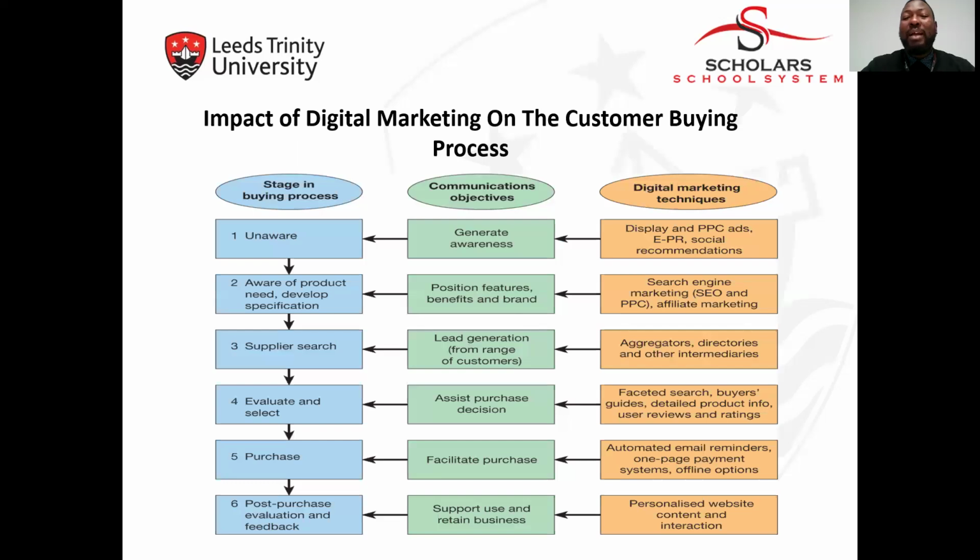Now we're going to look at the impact of digital marketing on customer buying behavior. Digital marketing is using online, technology-driven tools to drive marketing activities, and a good example is the use of social media. Social media can create awareness. You can see from the stage in the buying process to communication objectives to digital marketing techniques how, at each stage, you can use digital marketing to influence customer buying behavior.